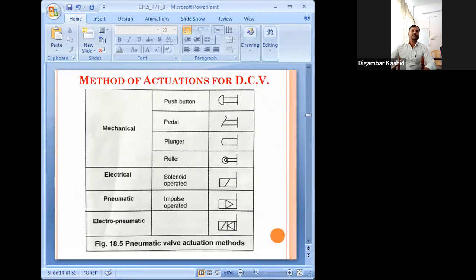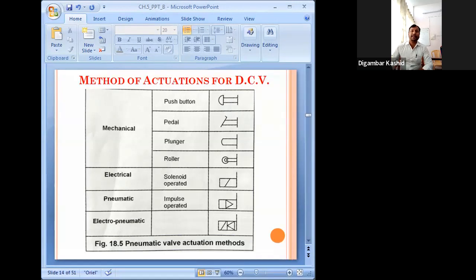You can see what valves we are going to see now. Direction control valves have separate methods of actuation. How you can actuate, how you can change its position from position number 1 to 2 or 2 to 1. To actuate that direction control valve, we have different methods of actuation: mechanical, electrical, and pneumatic.